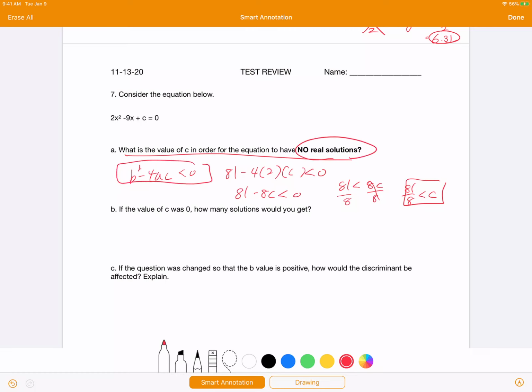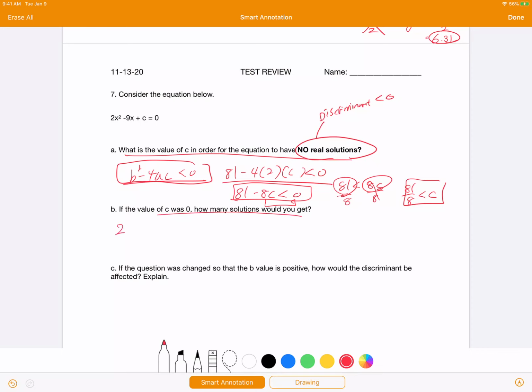Remember, if it's no real solution, that means the discriminant has to be less than 0. So that means that I'm going to set this as less than 0, plug in your b, plug in your a, plug in your c value, and then you're going to get that. And then you're going to just simply move this to the other side, get 8c positive and 81, don't switch the sign, and divide both sides by 8.